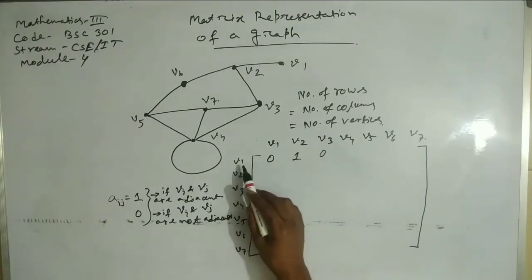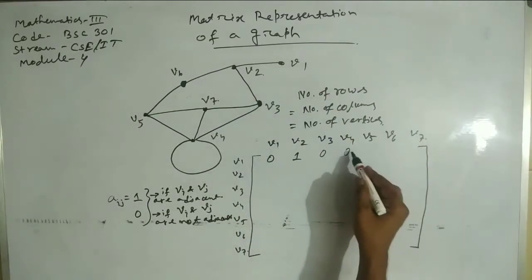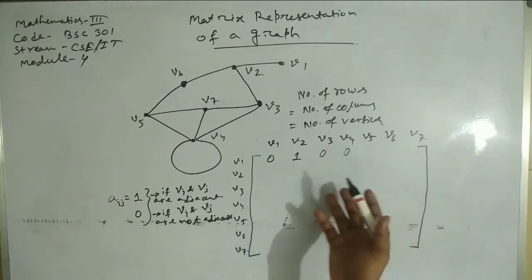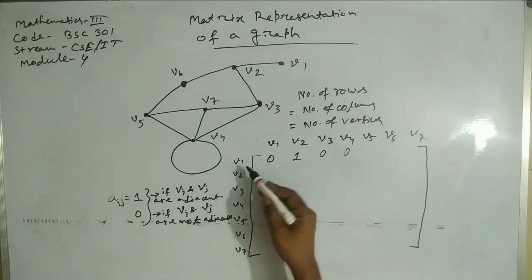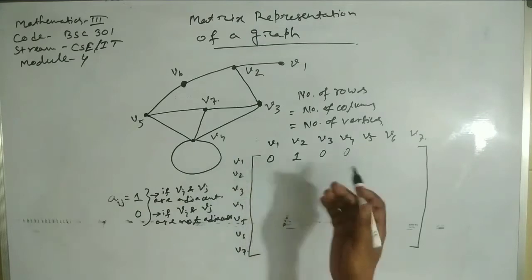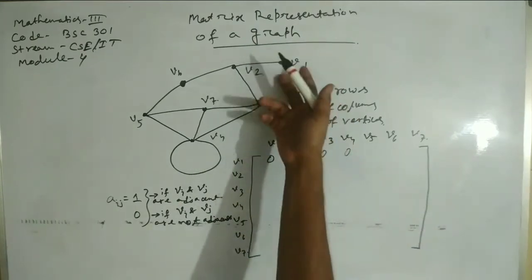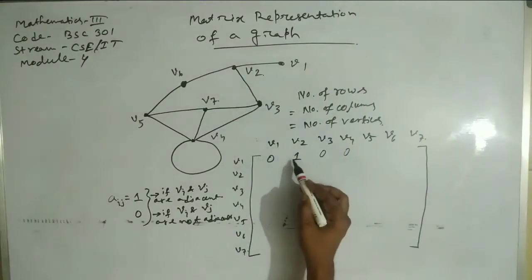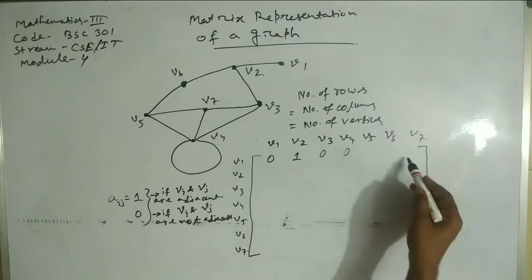Now see, V1 and V4 are not adjacent, so this will be 0. For saving your time, you can take one vertex, that is, in this row I am taking V1. See which vertices V1 is adjacent to. Since V1 is adjacent to only one vertex, V2, put 1 in V2 and all other elements will be 0.